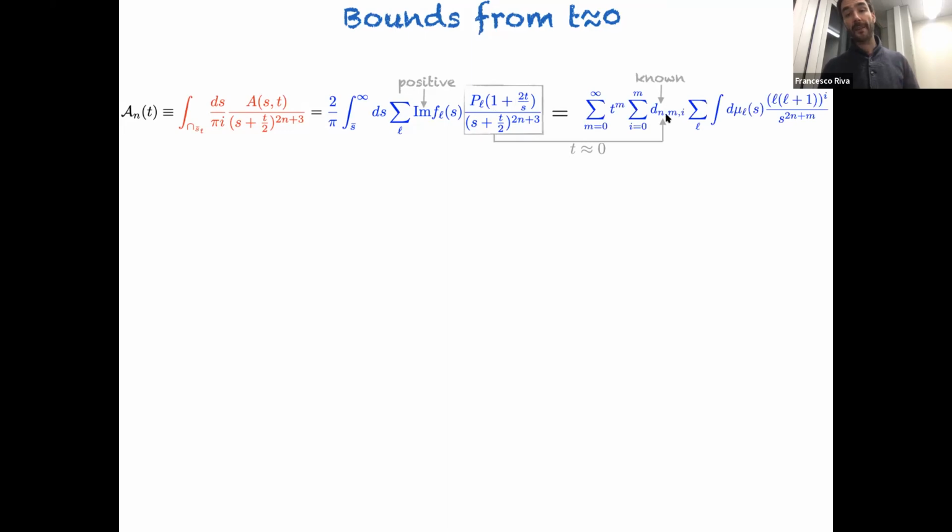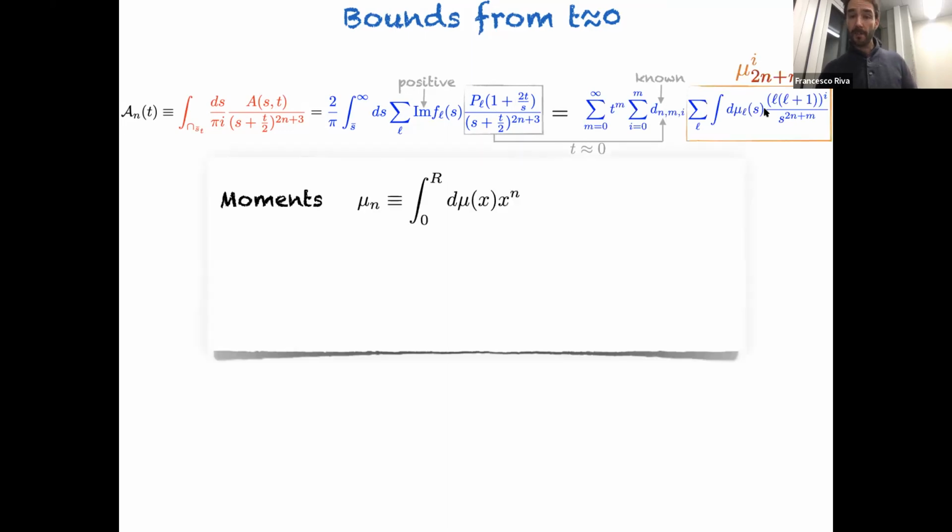The beautiful thing about this expansion is that the objects appearing in this series are integrals over S and over L of powers of L of S. And these are called moments. You all know what a moment is, but let me remind you of its beautiful properties. Moments are integrals over a positive distribution of powers of X.